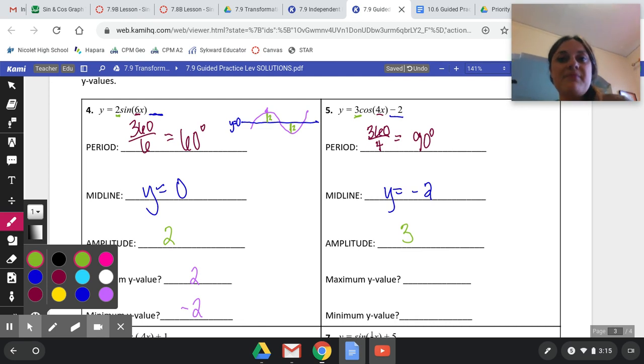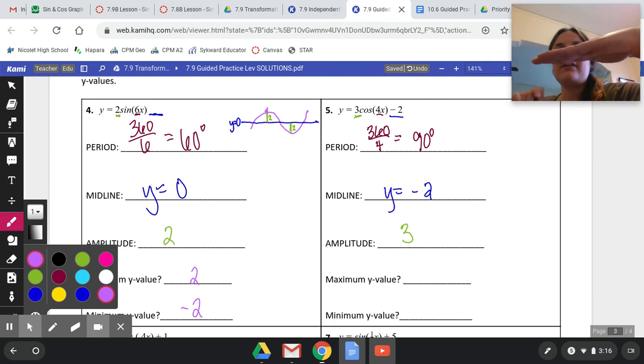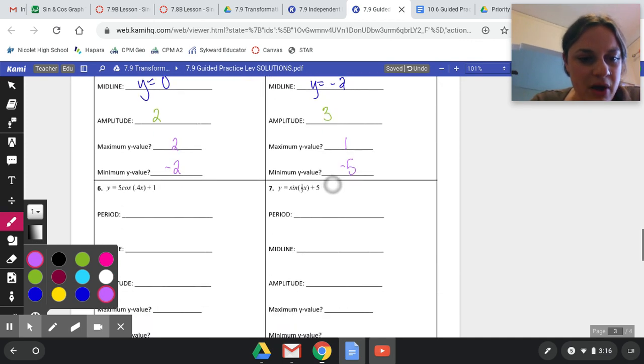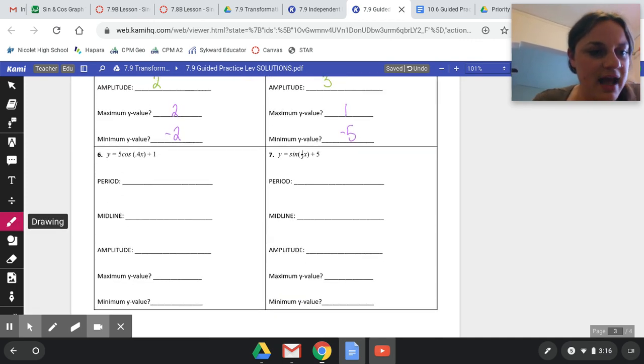So now I've got to just think about this a little bit. My midline is at -2. If I start at -2 and go 3 above that, then my maximum y value would be -2 plus 3, which is 1. And then my minimum, I'm starting at -2 and I go down 3. -2 minus 3 would be -5. Okay, so what I want you guys to do right now is write these problems down and try them out. See if you can do them on your own.